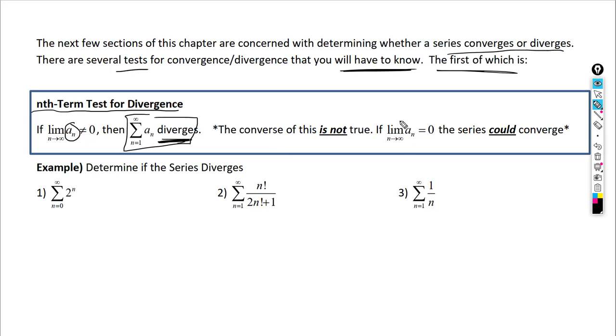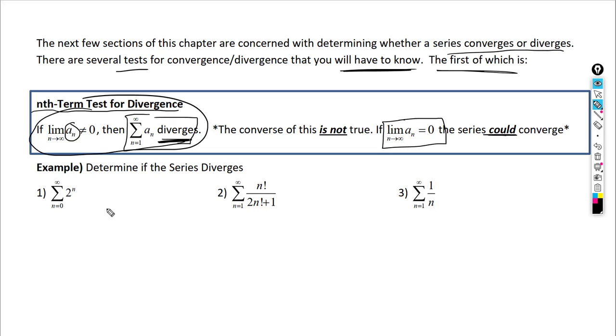That means if I took the limit and it equals 0, then the series could converge. It might or might not converge. We don't know, but this is the only one that's actually true. If the limit of the sequence is not equal to 0, then the series is going to diverge. All right, we've got to know that.